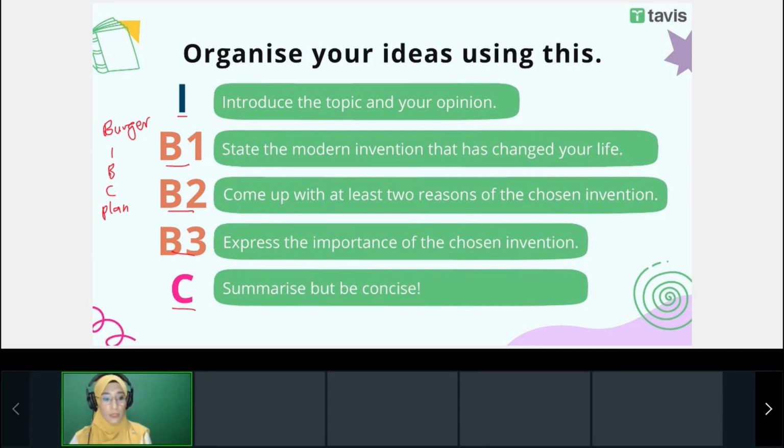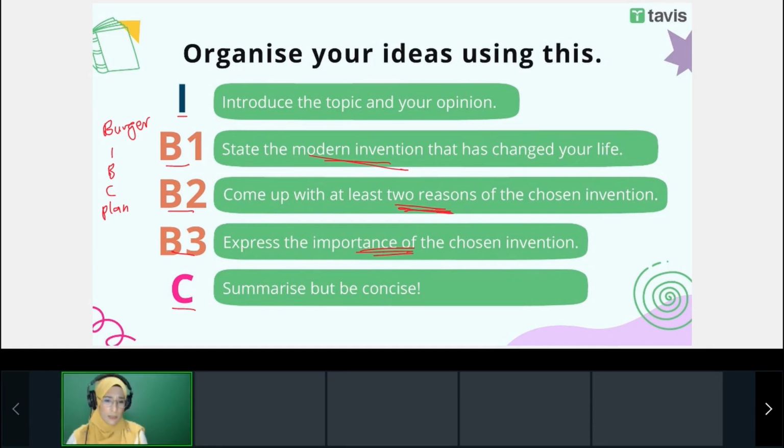I stands for the introduction, so introduce the topic and your opinion. Then for your body number 1, state the modern invention that has changed your life. Please mention this. And for your body paragraph 2, come up with at least 2 reasons for the chosen invention. And for your body paragraph 3, you can express the importance of the chosen invention.